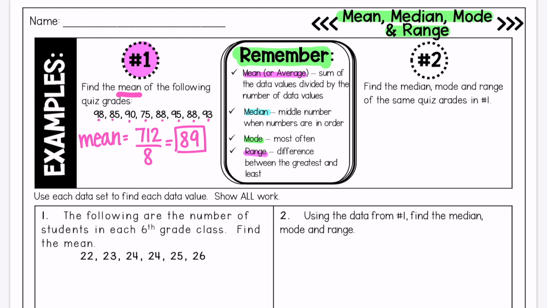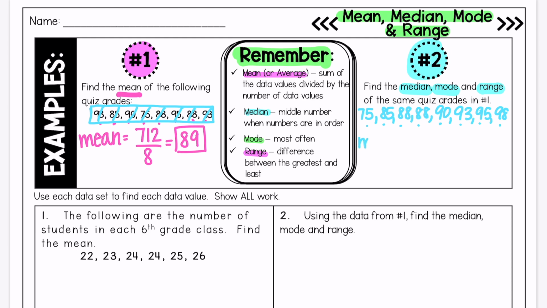Now when we jump over to the right side here, we're going to find the other data values. We need to find the median, the mode, and the range. In order to find the median, we need to put these numbers in order. Looking at the numbers on the left, I see the smallest number is 75, so I'm going to list that one first. Then I look at my 80s. I have an 85, an 88, two 88s. Then I have a 90, a 93, a 95, and a 98. I always double check that there were 8 numbers, so I make sure I have 8 numbers here. 7, 8, there are 8 numbers.